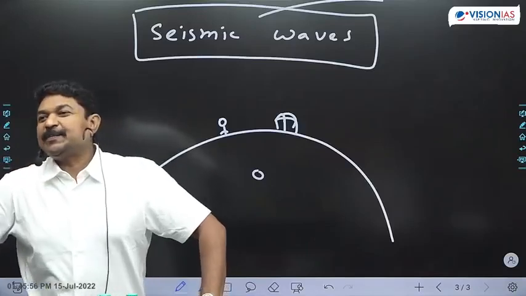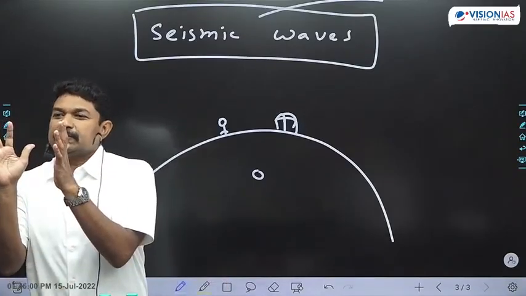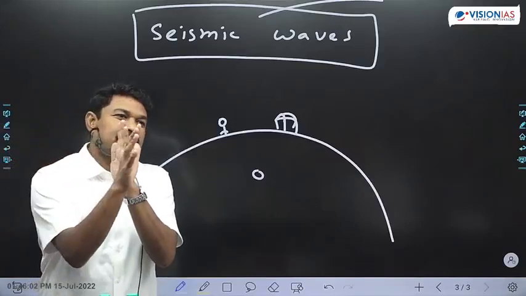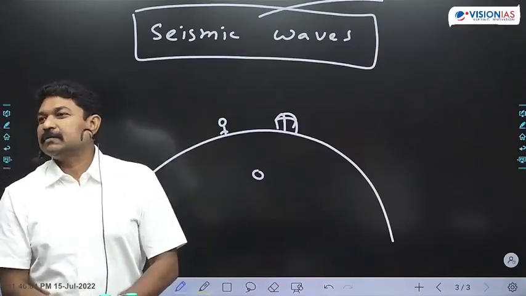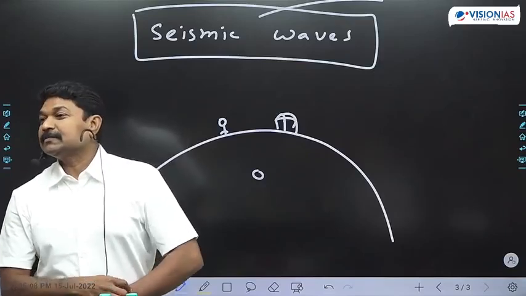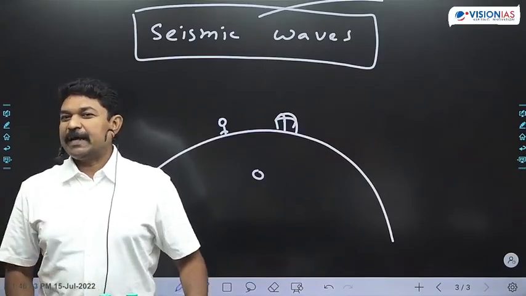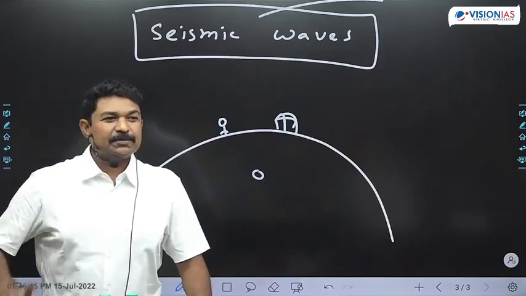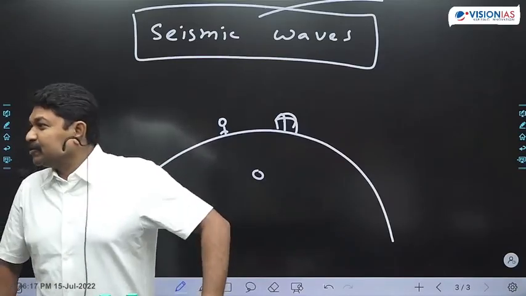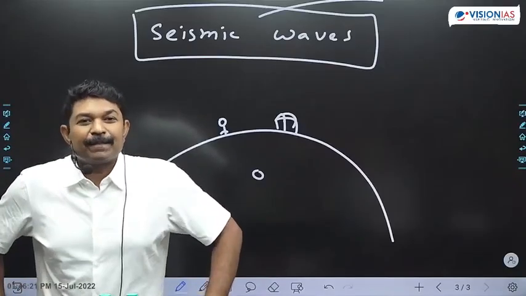Can anyone guess what is the speed of the rotation? Are we rotating slowly like this, or are we rotating fast? How fast? 50 kilometers per hour? 100 kilometers per hour? 1000 kilometers per hour? 1600 kilometers per hour? Exactly.